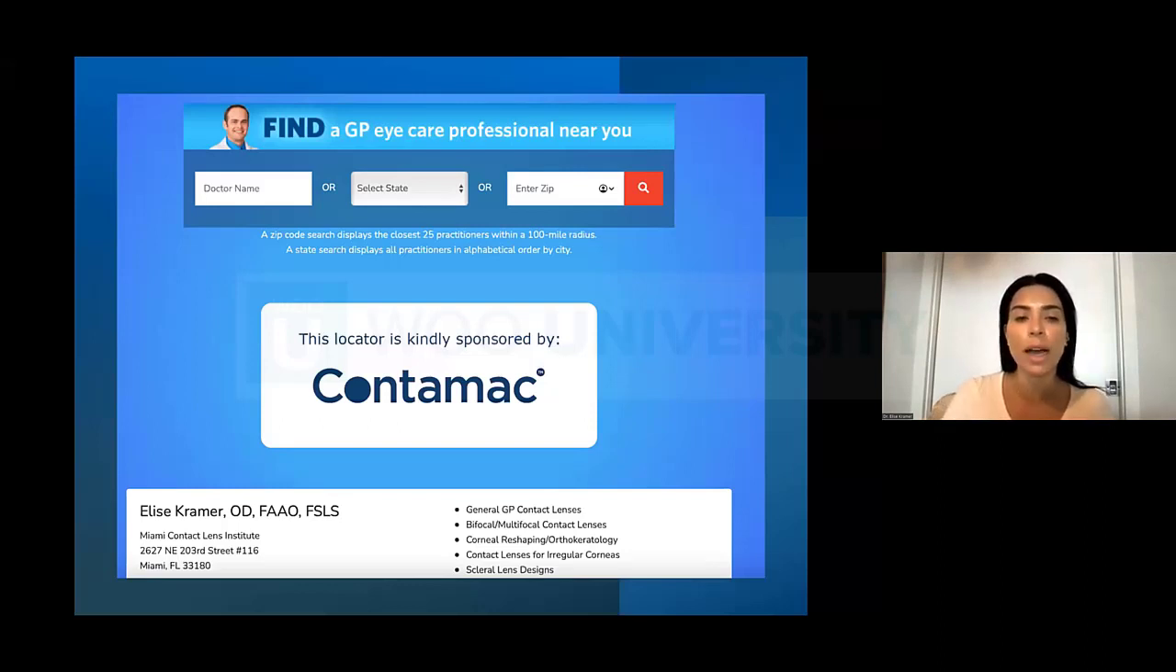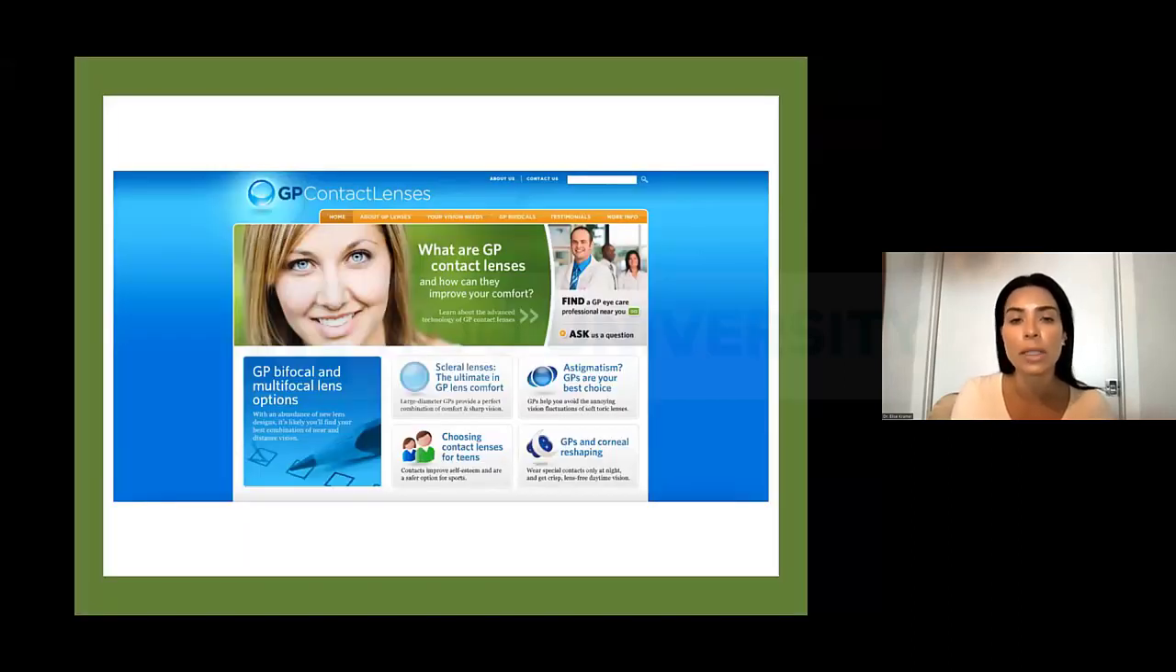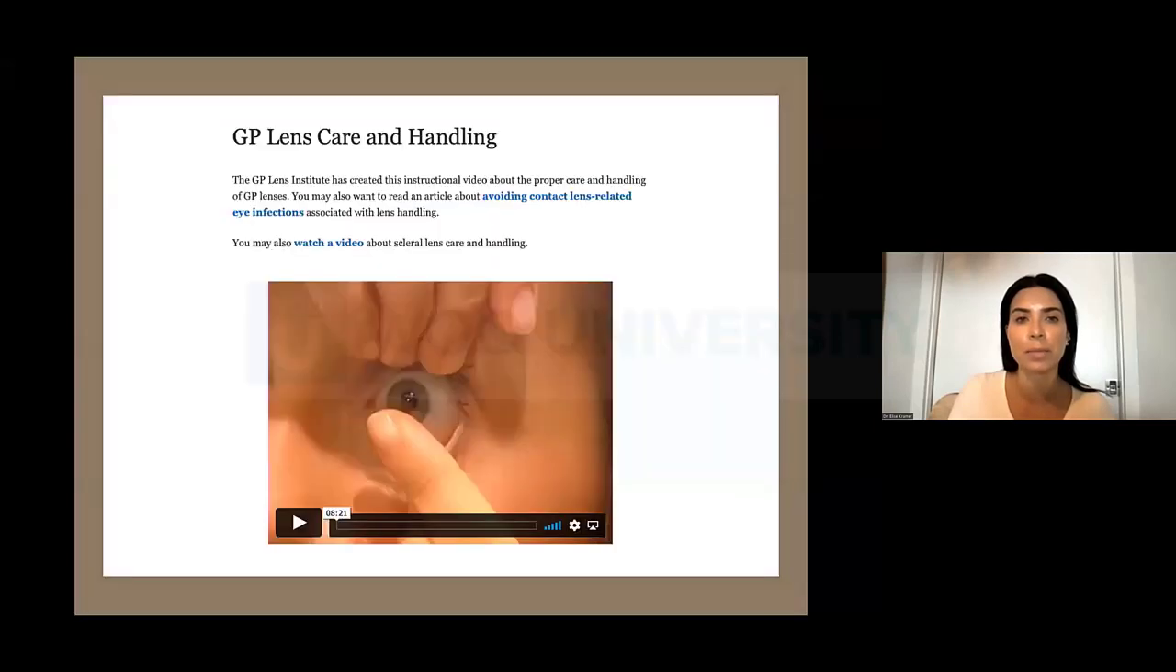So you can tell your patients about this website, or you can look it up yourself and print the information for your patients. And again, there's a whole bunch of information, mostly about contact lenses, but again, finding doctors around the country who are proficient in fitting gas permeable lenses.